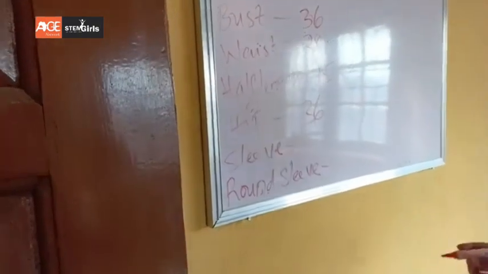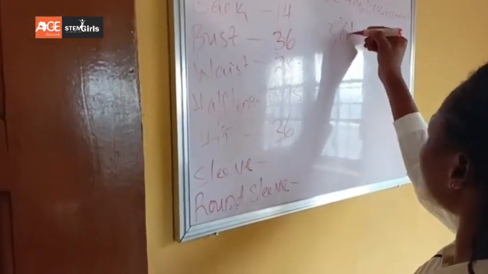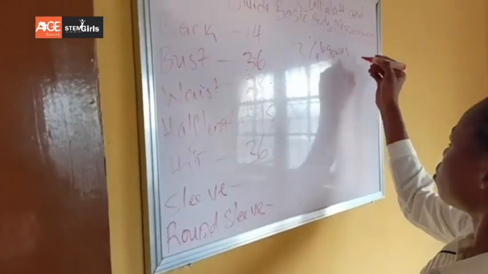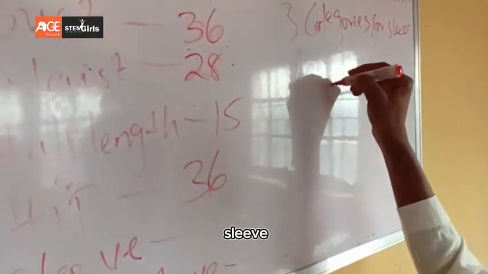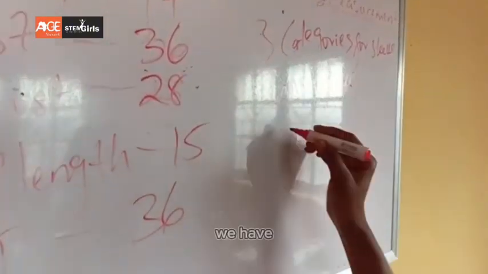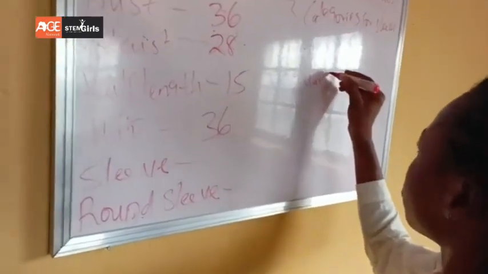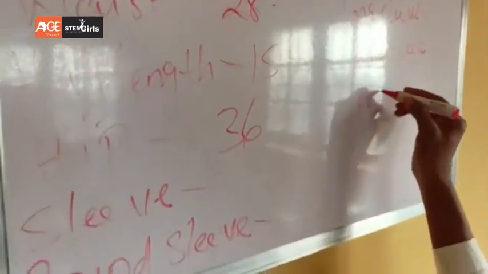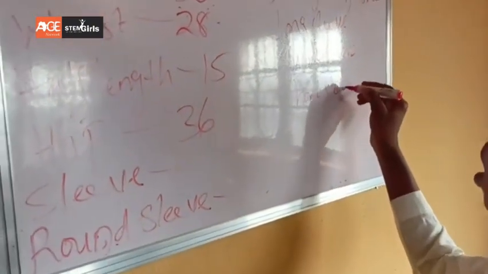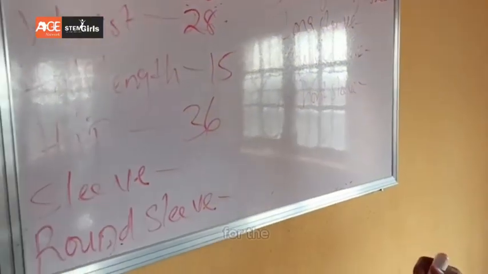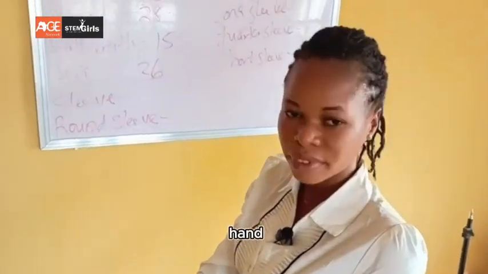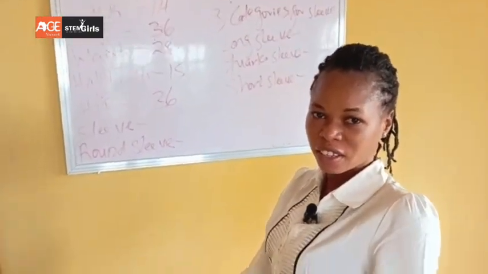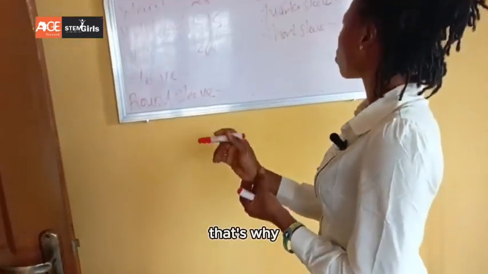For my sleeve, we have 3 categories of sleeve. We have our long sleeve, we have our quarter sleeve, then we have our short sleeve. So we all know that the long sleeve is the kind of sleeve that will reach the hem of your hand, like the one that I'm wearing. The sleeve that will reach the hem of this hand, that's what we call long sleeve.